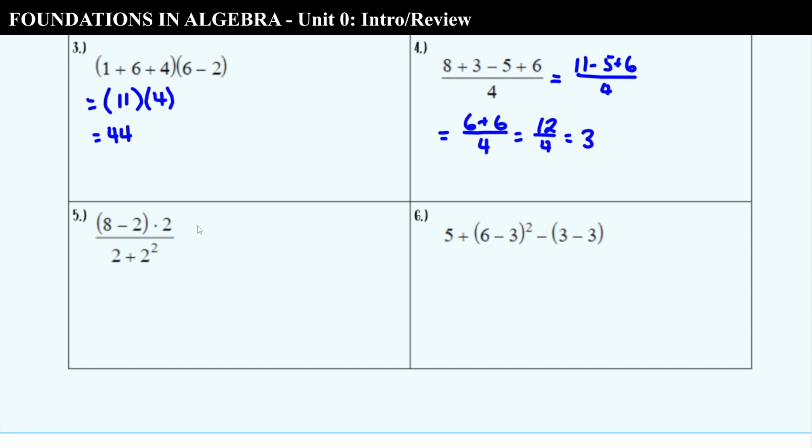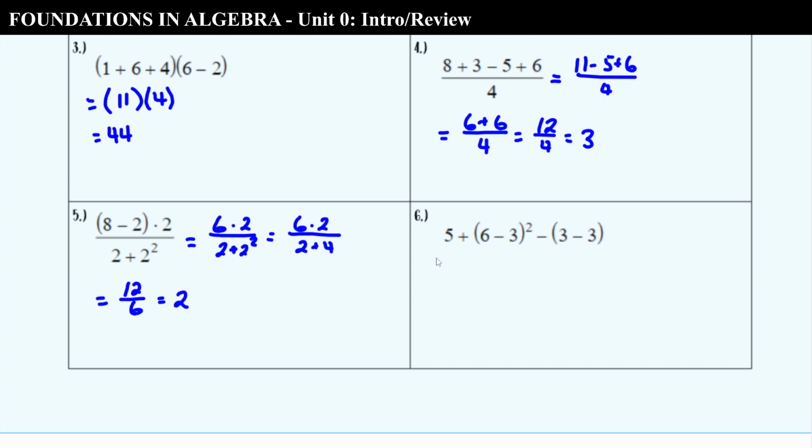For number 5, we have 8 minus 2 in parentheses, so we'll do that first. 8 minus 2 is 6. So we've got 6 times 2 on the top, and we've got 2 plus 2 squared on the bottom. 2 squared, our exponent, comes next. So 2 squared is 4. Now we're going to multiply 6 times 2 on the top, which is 12. 2 plus 4 on the bottom gives us 6. And 12 divided by 6 gives us 2.